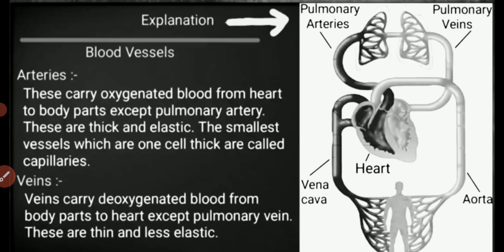The next one is veins. Veins carry deoxygenated blood from the body parts to the heart, except the pulmonary veins. Actually, pulmonary veins carry oxygenated blood. Veins are thin and less elastic, as deoxygenated blood does not have any kind of force. So you just have to try to understand this by this diagram.